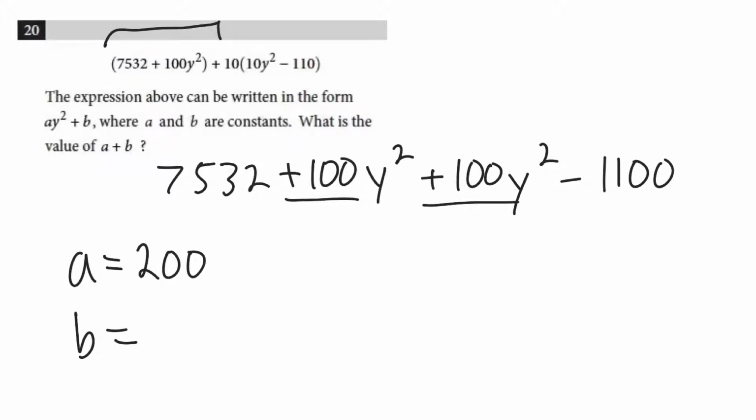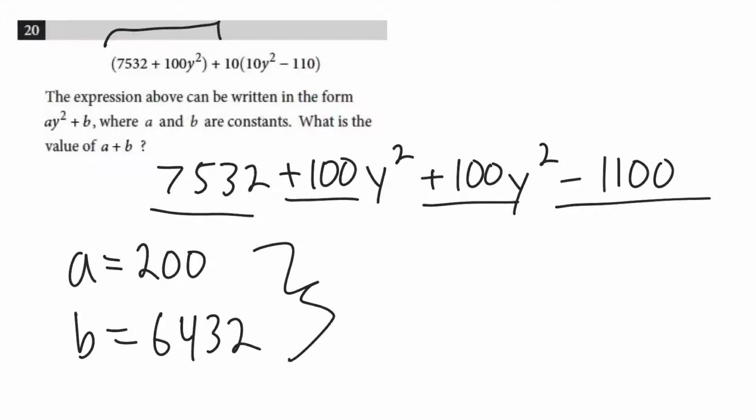Well, b is just the sum of the constants. All right. Well, the sum of the constants is going to be 7,532 minus 1,100. So that's going to be 6,432. And we add these together, we're going to get 6,632.